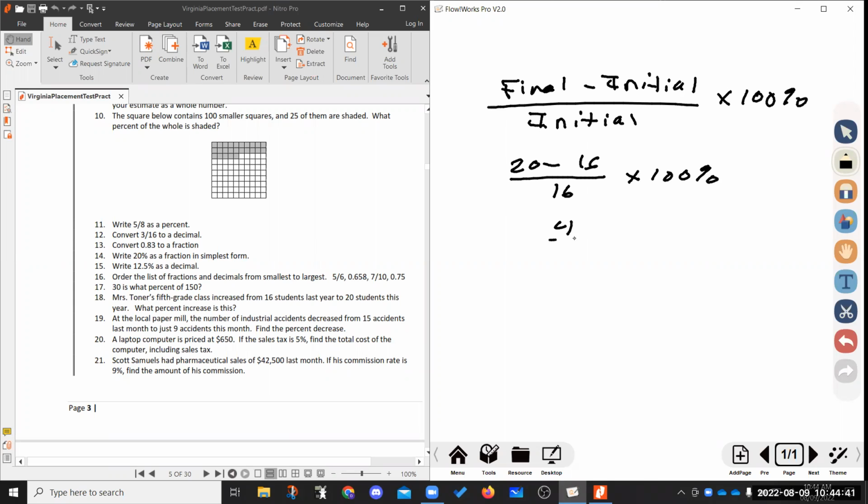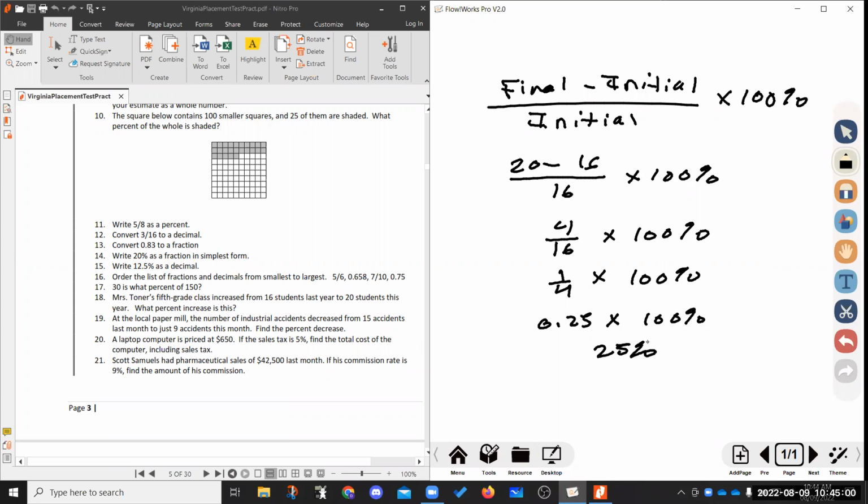This is going to be 4 over 16 times 100%, which is 1/4 times 100%. 1/4 can be written as 25 hundredths. So this is going to be 25%. There's a 25% increase in this example.